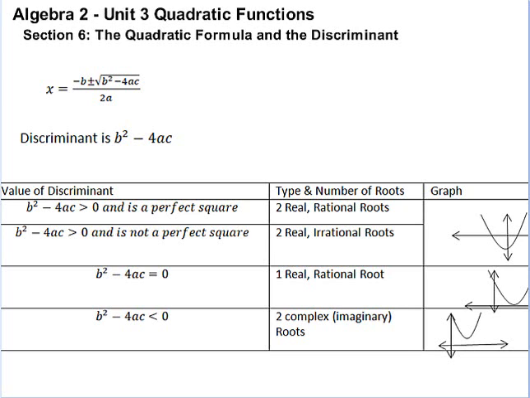Welcome! Today we're going to talk about the quadratic formula and the discriminant. First off, here's our quadratic formula. x equals negative b plus or minus the square root of b squared minus 4ac, all over 2a.